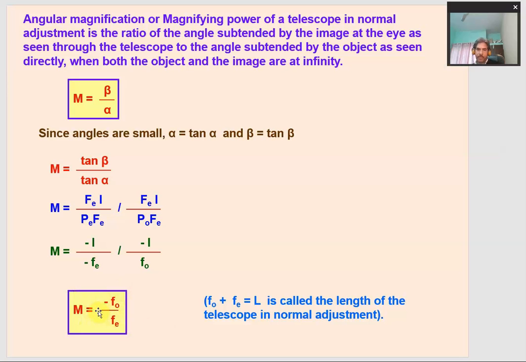This is the magnification in the case of a telescope when the final image is formed at infinity, right? Here the length of the telescopic tube, or length of the telescope in normal adjustment, is equal to the sum of the focal lengths of the lenses.